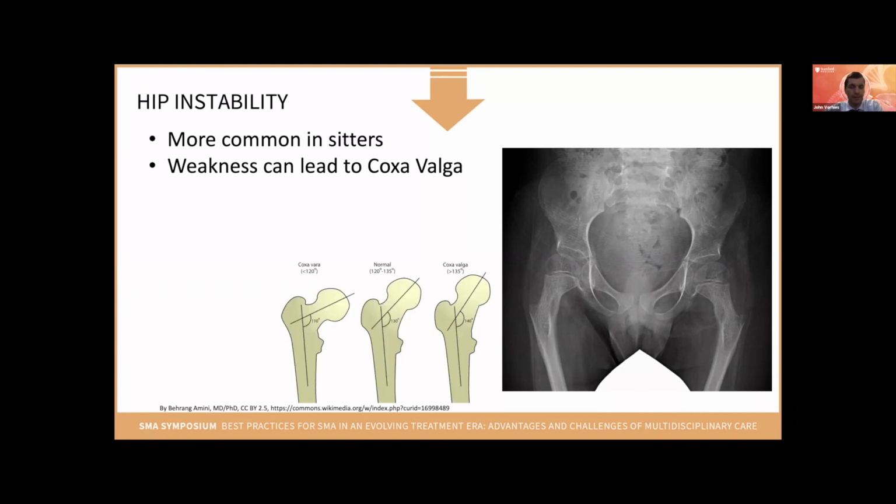So coxa vara is where the proximal femur approaches sort of a 90-degree angle, and then normal is that picture in the middle, and then coxa valga is on the right, where the neck shaft angle of the femur is high, above 135. And then over time, this high neck shaft angle can cause the hip to slip out laterally. And it starts to slip out typically around age 6 years. And then once you have a subluxing hip, it will typically dislocate a year or two later.